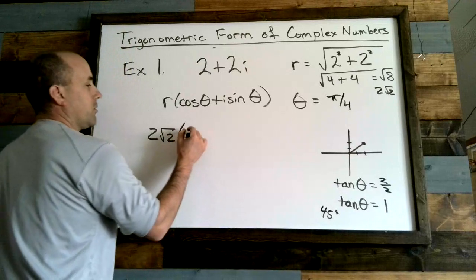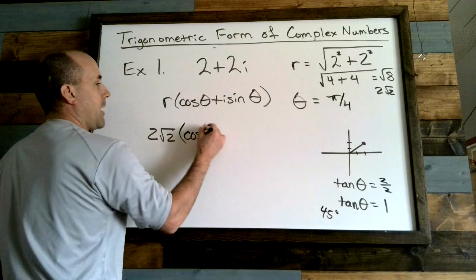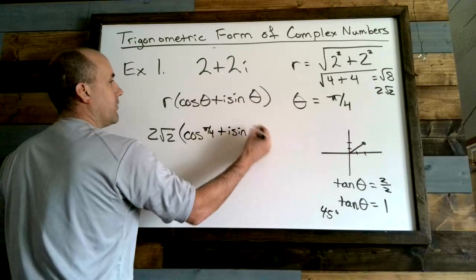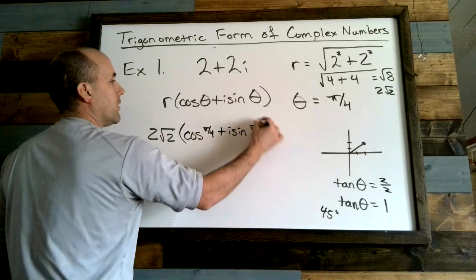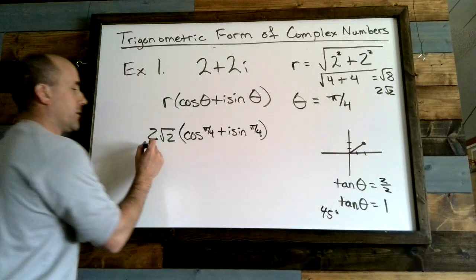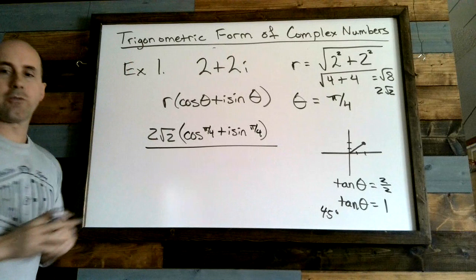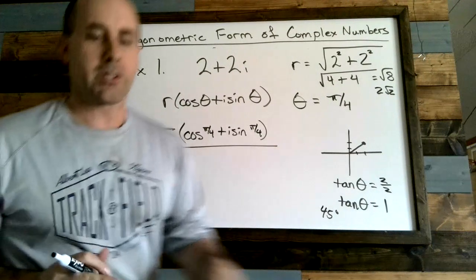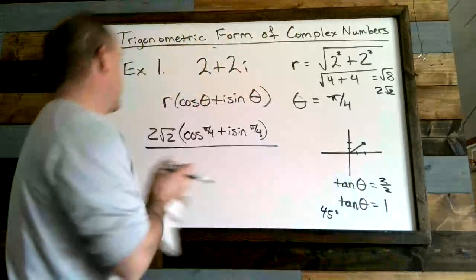So 2 roots of 2 times the cosine of pi over 4 plus i sine of pi over 4. That is trigonometric form of a complex number. There you go. That's the first example. We're going to do 2 more.